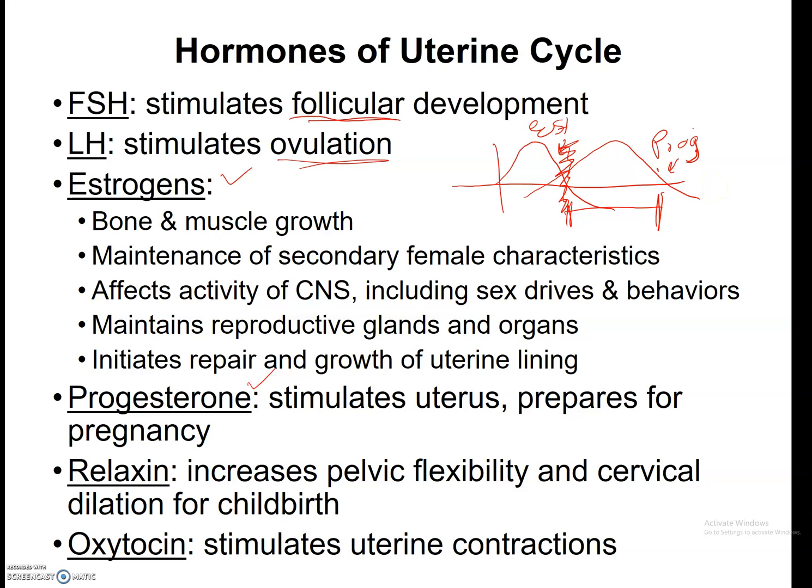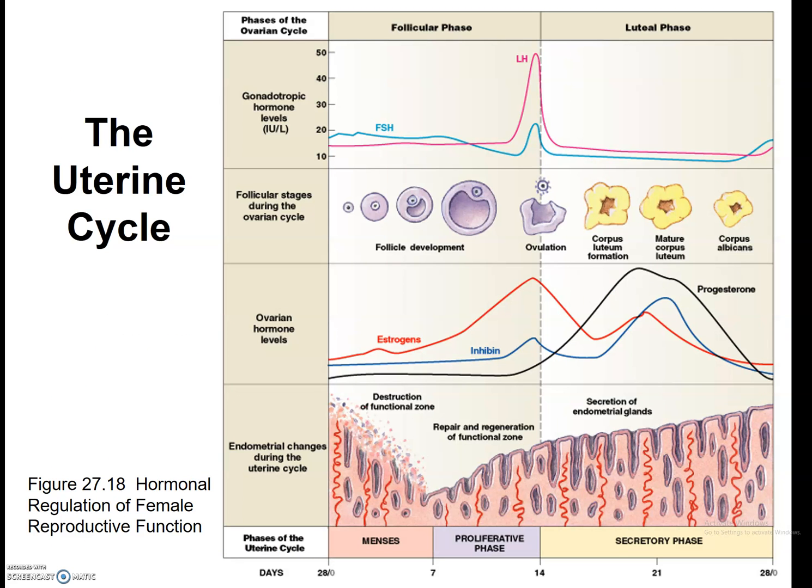Relaxin is an interesting hormone. Relaxin actually increases the flexibility of the pelvis. It causes cervical dilation during childbirth, but relaxin also allows ligaments and connective tissue to relax so that childbirth can occur. It allows the distension of the suspensory ligaments so that the uterus can expand. And then there's oxytocin, which actually stimulates uterine contractions for childbirth, and you'll hear a whole lot more about that in physiology.